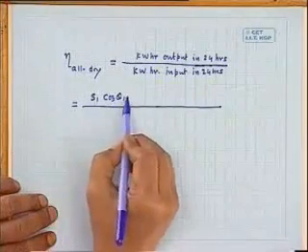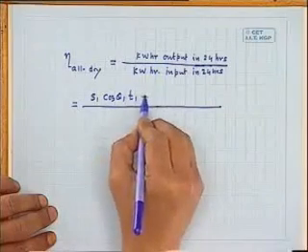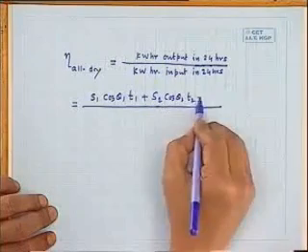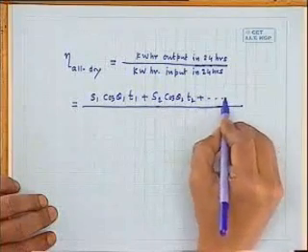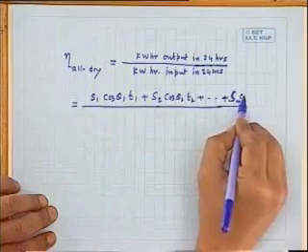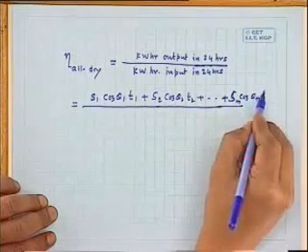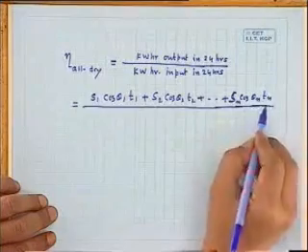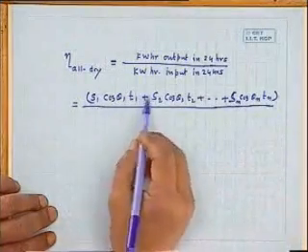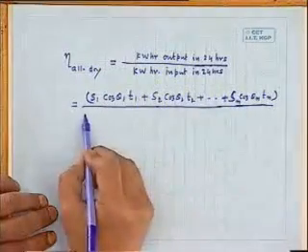Then the output is very simple. Here it will be S1 cosine theta 1 T1 plus S2 cosine theta 2 T2 plus this one. The last term will be Sn cosine theta n Tn. So this thing.